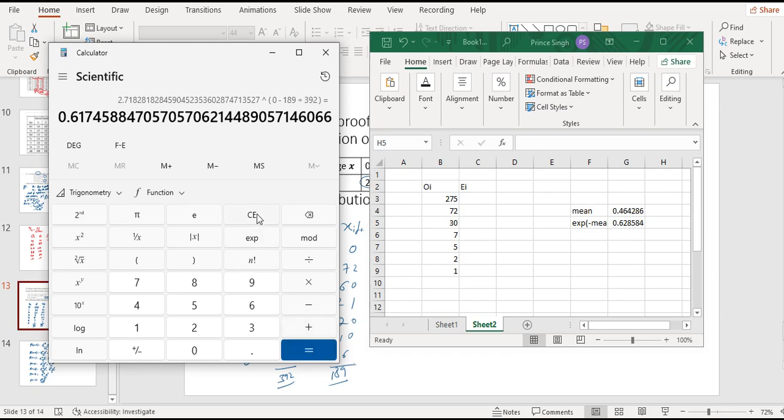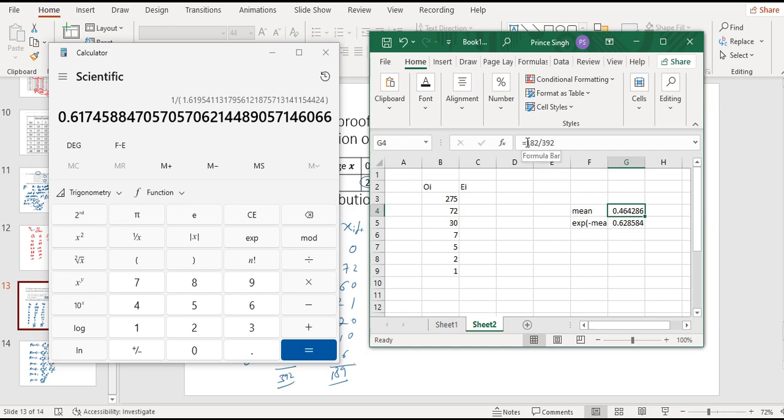Okay, there is some mistake here. Let me set the exponential. Okay, this is something different. E raised to the power of 189 divided by 392, and then we take its reciprocal. Its value is 0.6174. But here we are getting some different value. Let me see. Okay, let us see.